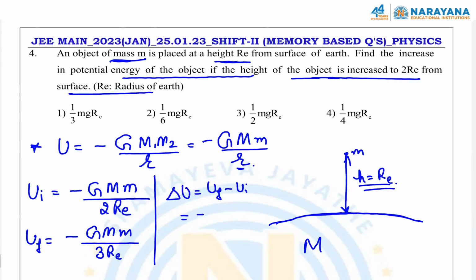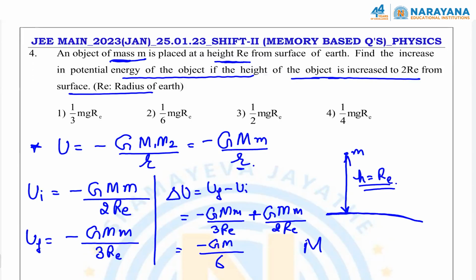And this will be minus GMm by 3Re. And I have to subtract. So when I subtract, this negative will become plus GMm by 2Re. And when we solve it, we'll get minus 2 plus 3 over 6. So minus GMm over 6Re.